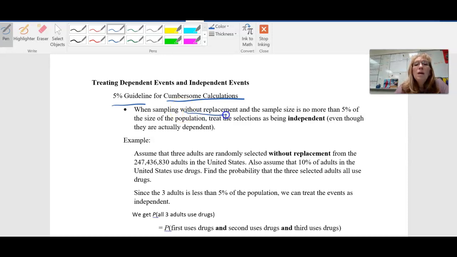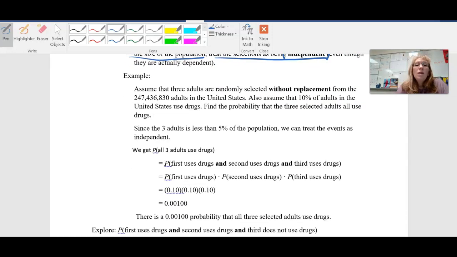Okay, without replacement, the sample size is no more than 5% of the size of the population. So we have a very small sample size. We treat the selection as being independent even if it's not, because it's such a large amount, it's not going to make a difference in the end. So without replacement, we're going to talk about the adults in the United States. Well, there's 247 million of them.